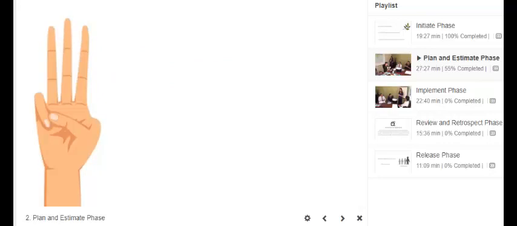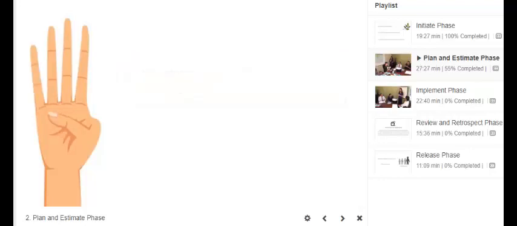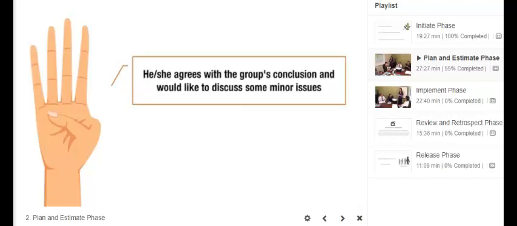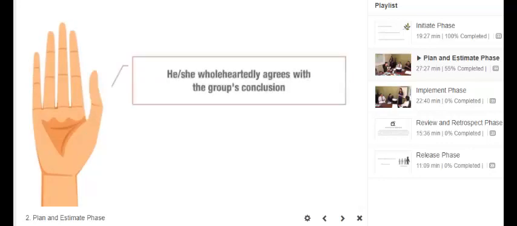If a team member raises three fingers, it means he or she is not sure and would like to go with the group's consensus conclusion. If a team member raises four fingers, it means he or she agrees with the group's conclusion and would like to discuss some minor issues. And if a team member raises five fingers, it means he or she wholeheartedly agrees with the group's conclusion.